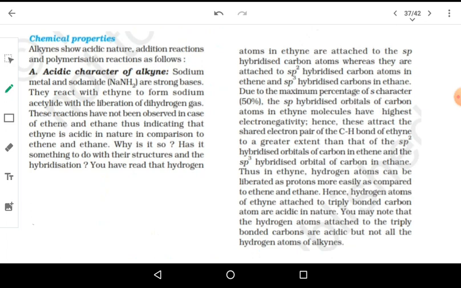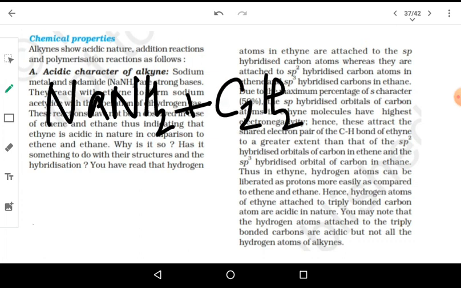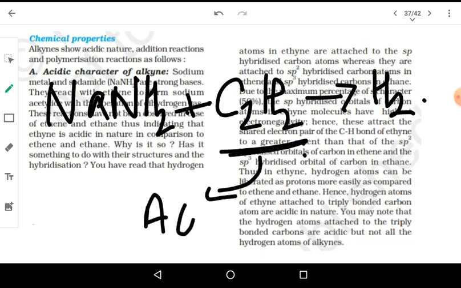The first one that we are going to discuss is the acidic nature of alkyne. Let me take an example to illustrate this. If we are reacting NaNH2, which is a strong base, with C2H2, it will liberate hydrogen gas. So this particular reaction indicates that C2H2 is acidic in nature.